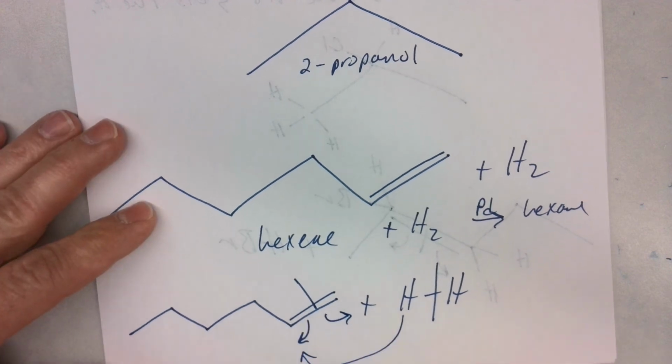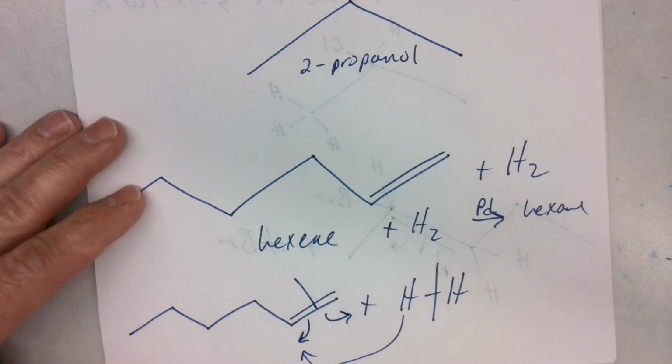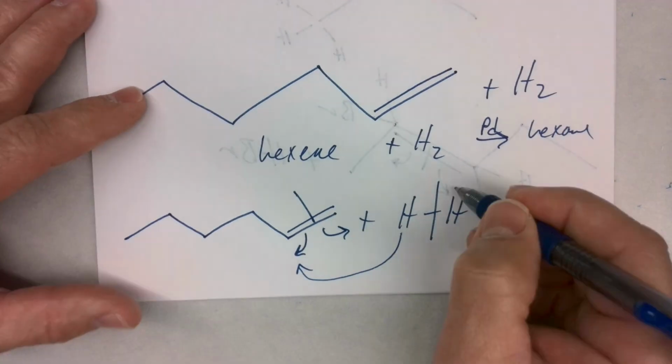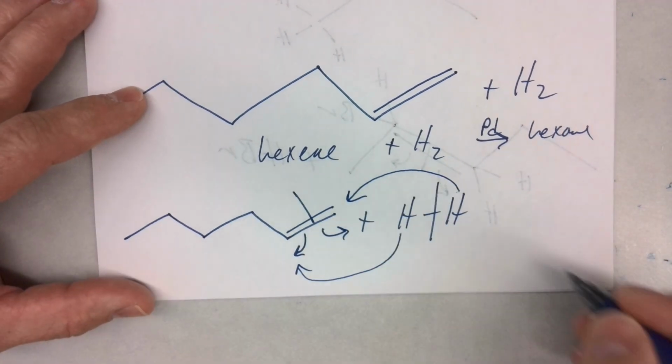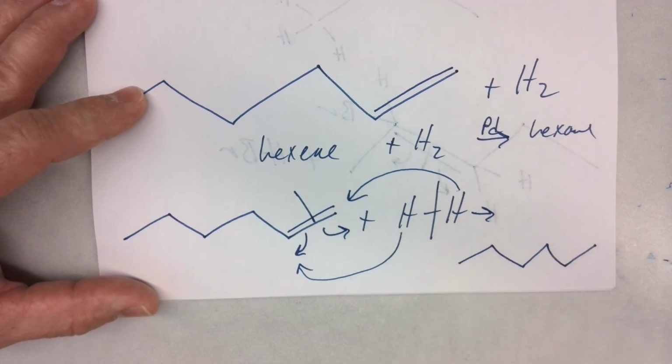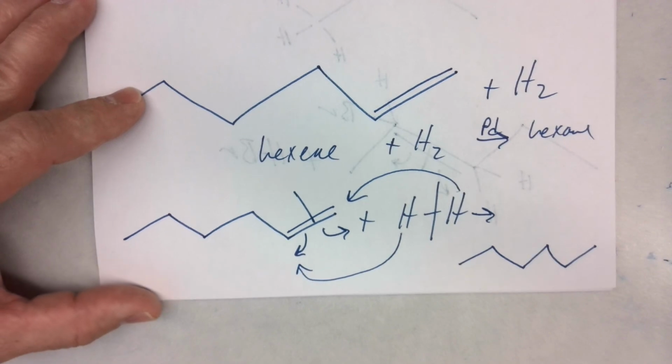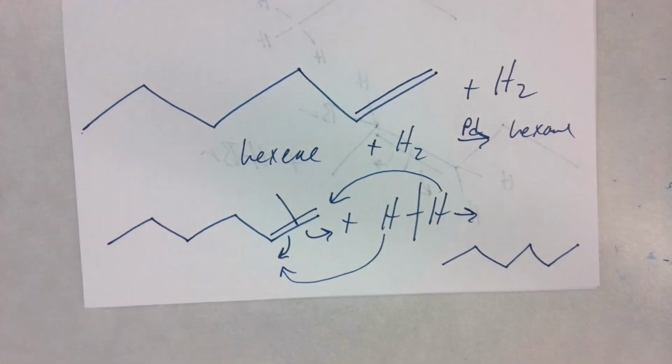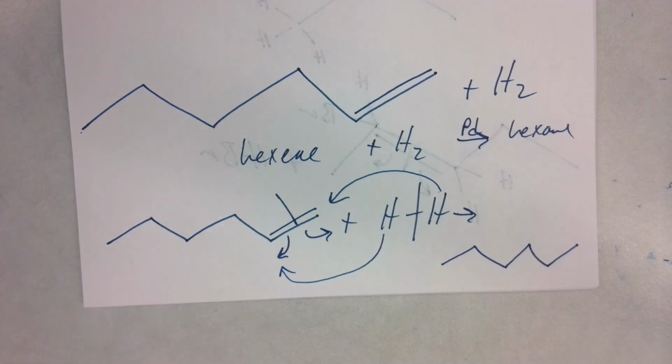One of the H's goes there, the other H goes there, and I end up with just like that. Does that make sense? Okay. Alrighty, so that's that one.